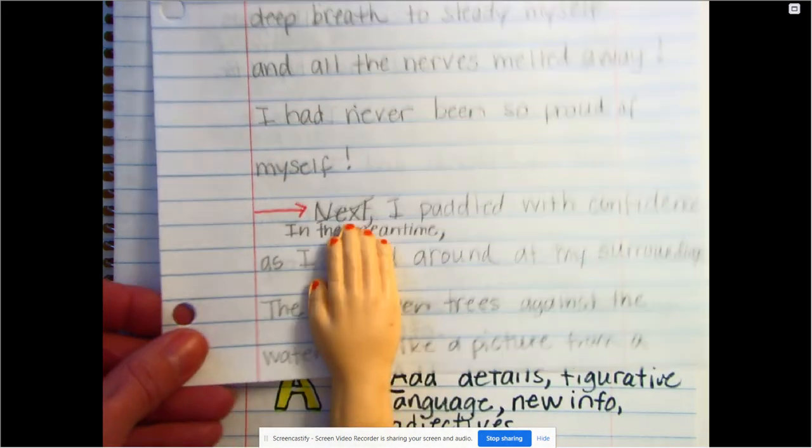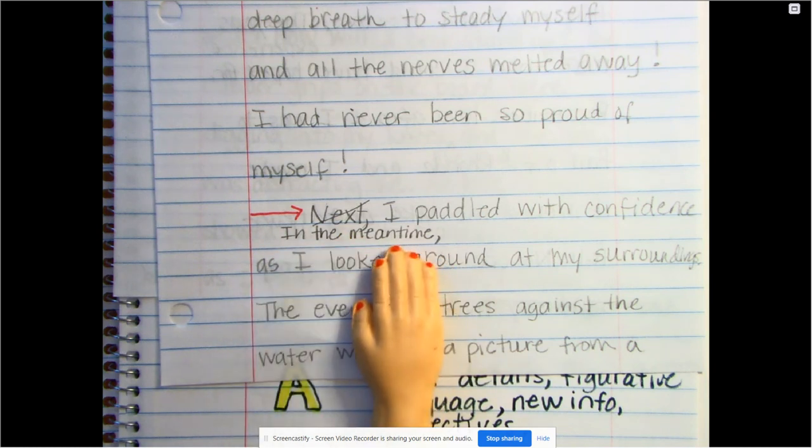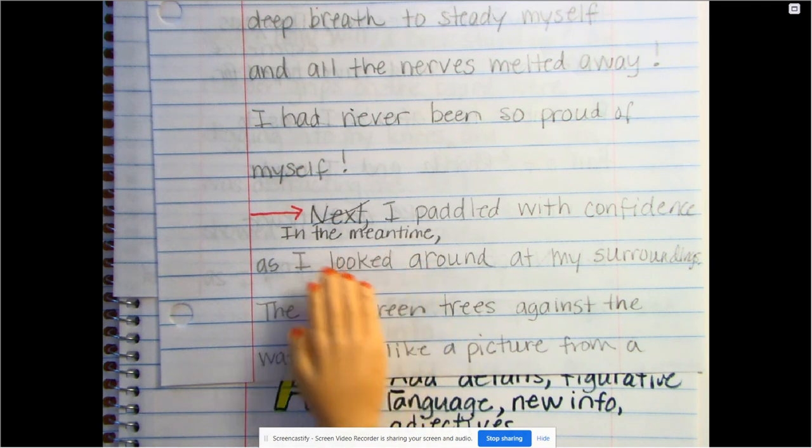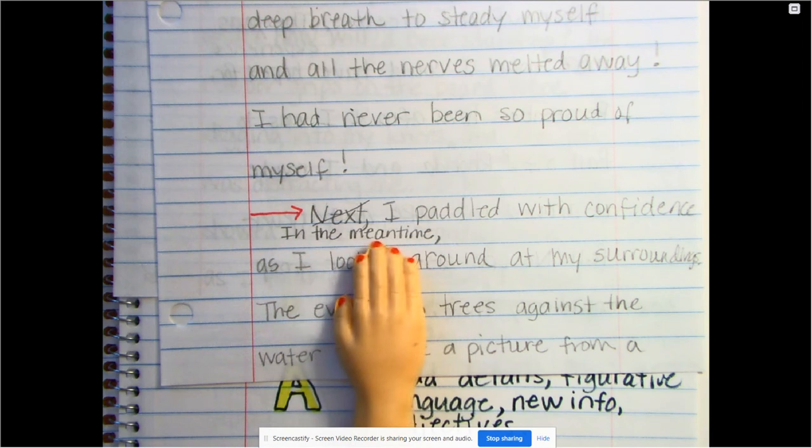Look what I did here. I had a transition word, the word next. Next, I paddled with confidence. I thought, how can I change that to sound a little bit better? So I changed it to, in the meantime, I paddled with confidence as I looked around at my surroundings. So I just went in and changed that phrase for my transition. I didn't like the word next. I wanted to use something different.